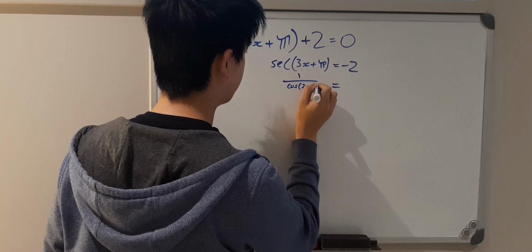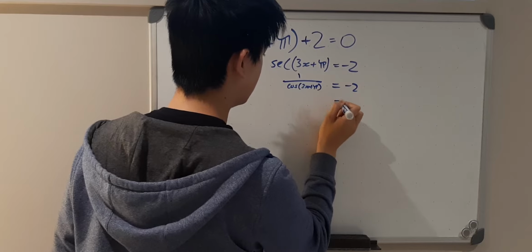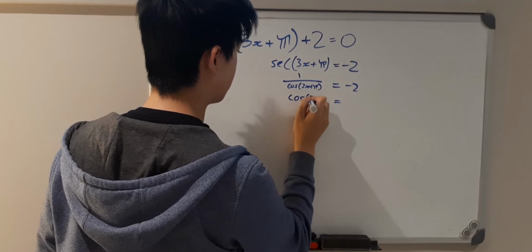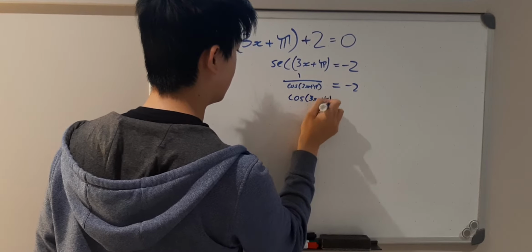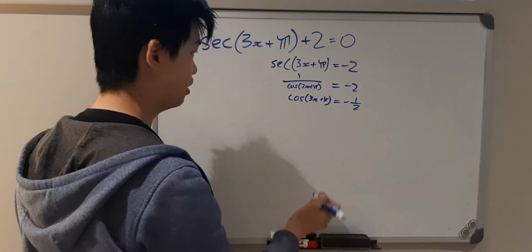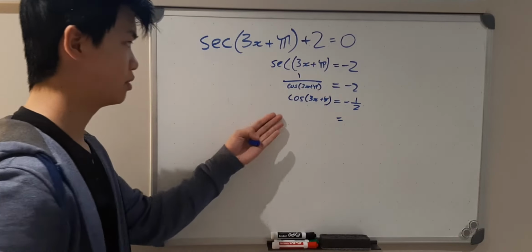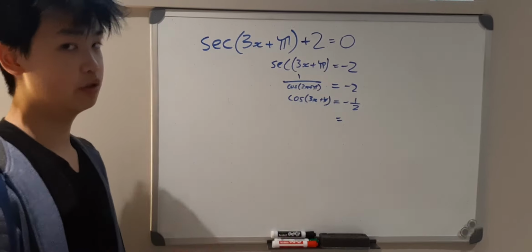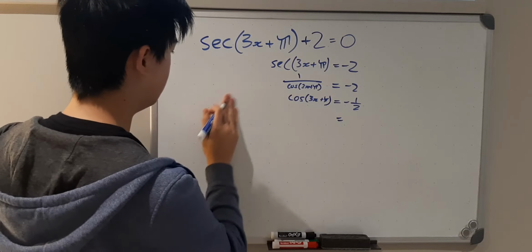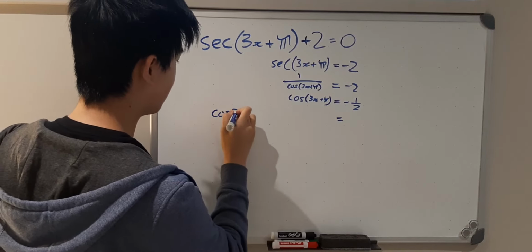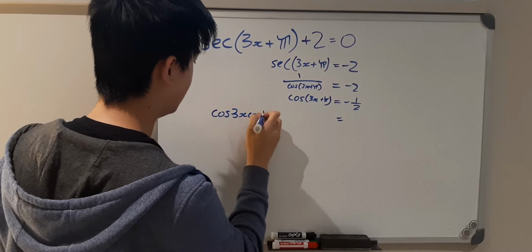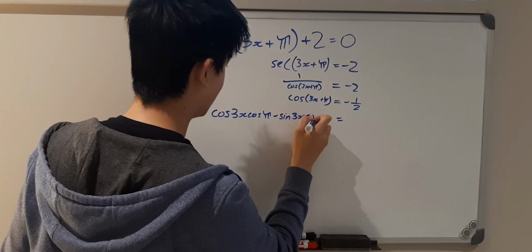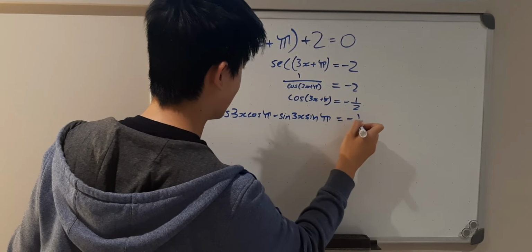3x plus pi equals minus 2, then we can just simply move the cosine to the numerator and then just do minus a half. So now we're left in a weird situation. What should we do here? So what we're going to do is apply the compound angle identity. So cosine 3x cosine pi minus sine 3x sine pi is equal to minus a half.